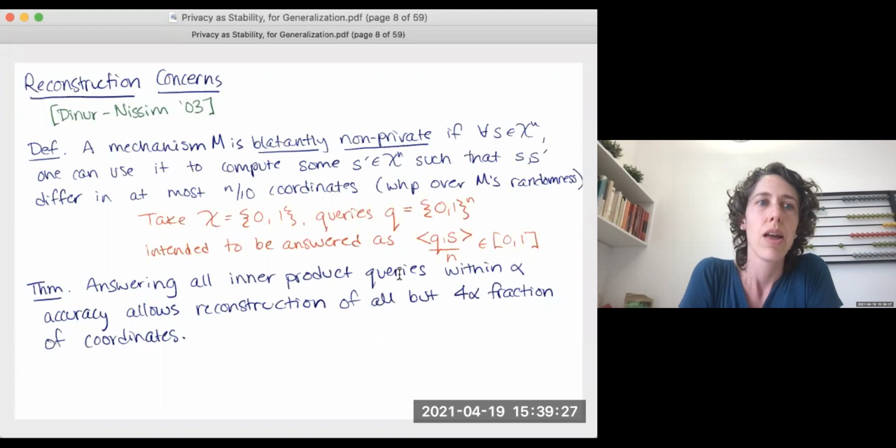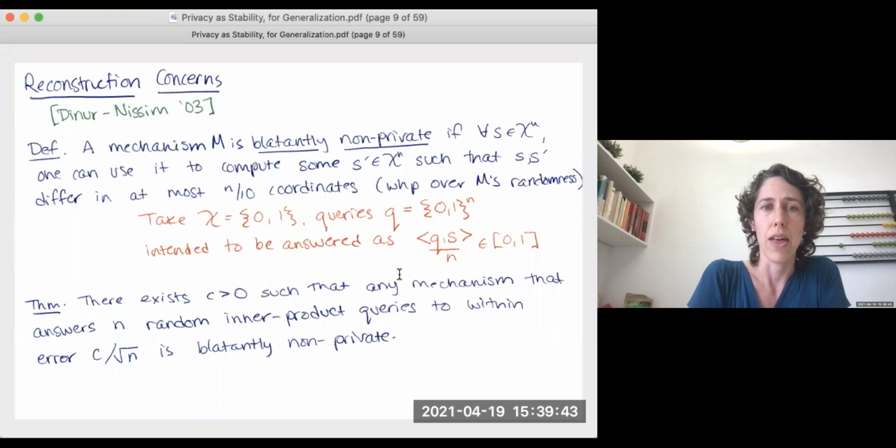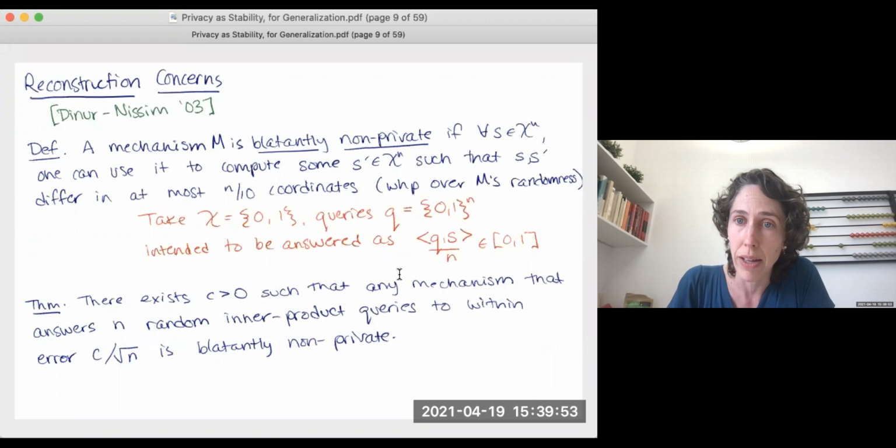So Dinur and Nissim gave us this vocabulary for talking about blatant non-privacy. They gave us this bad news if you want to answer all queries. But okay, maybe all queries was a lot to ask. But actually the bad news continues. You can also prove a theorem that says that any mechanism that answers even n random inner product queries with an error of some c over root n is also going to be blatantly non-private.